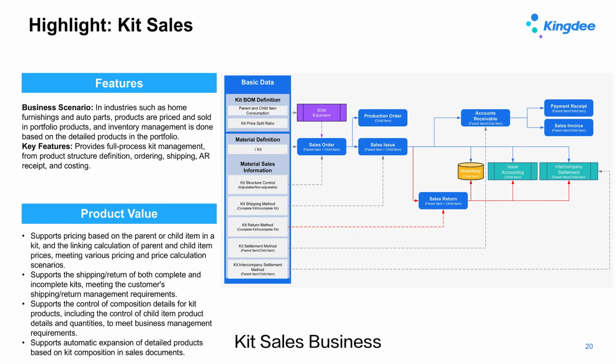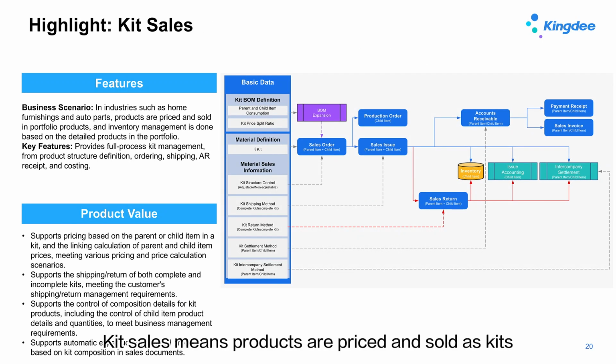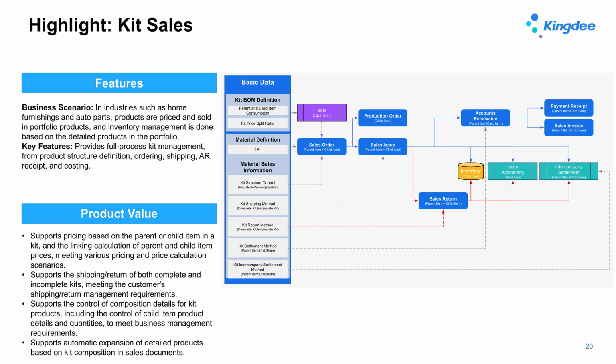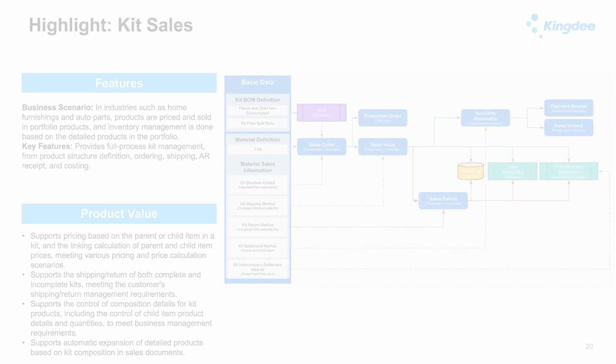Kit sales business. Kit sales means products are priced and sold as kits. Inventory is managed based on the individual products in kits. You can confirm accounts receivable and issue invoices based on the parent product. After accumulation of sub-item cost, you can analyze the sales profit of kits.